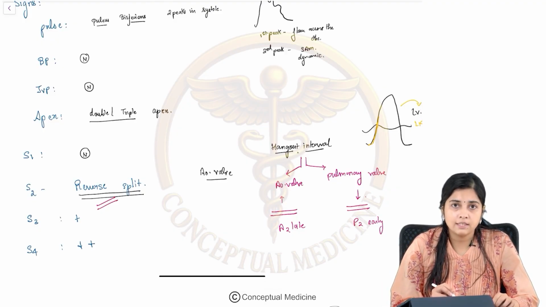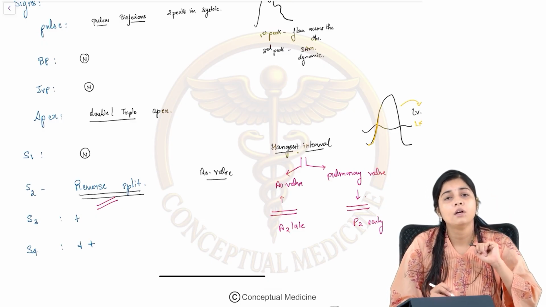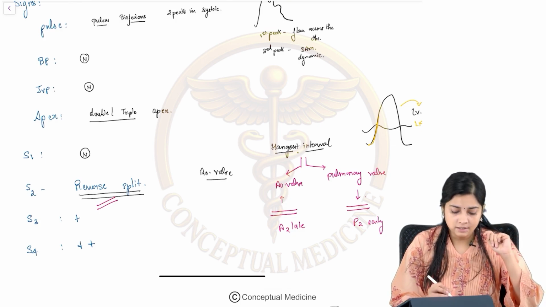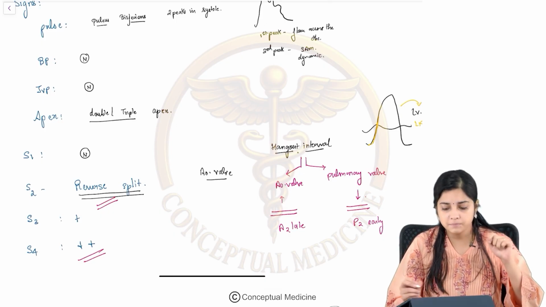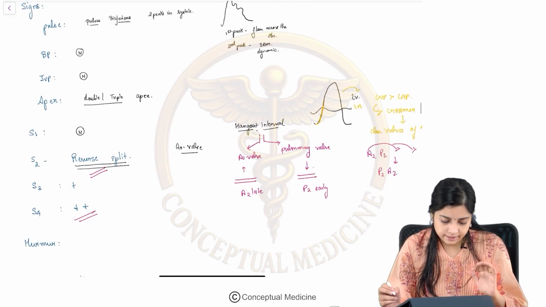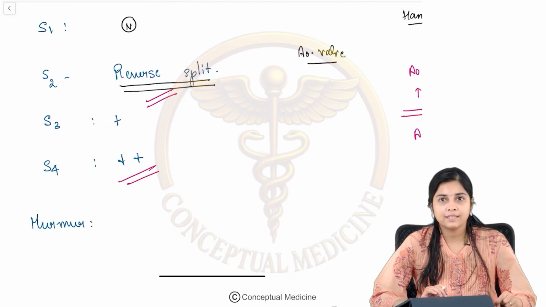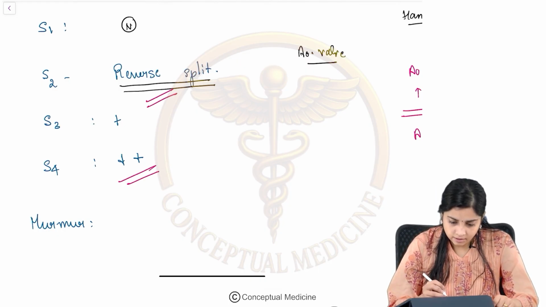Will you have an S3? Yes, you can have an S3 because of the flow of blood from the atrium to the ventricle. The ventricle becomes non-compliant and hypertrophied, and you will definitely have an S4 because of the non-compliant and hypertrophied ventricle. Alright, fine. Let us look at the murmurs which are seen in HOCM. The first murmur that we see is that we hear a pansystolic murmur.